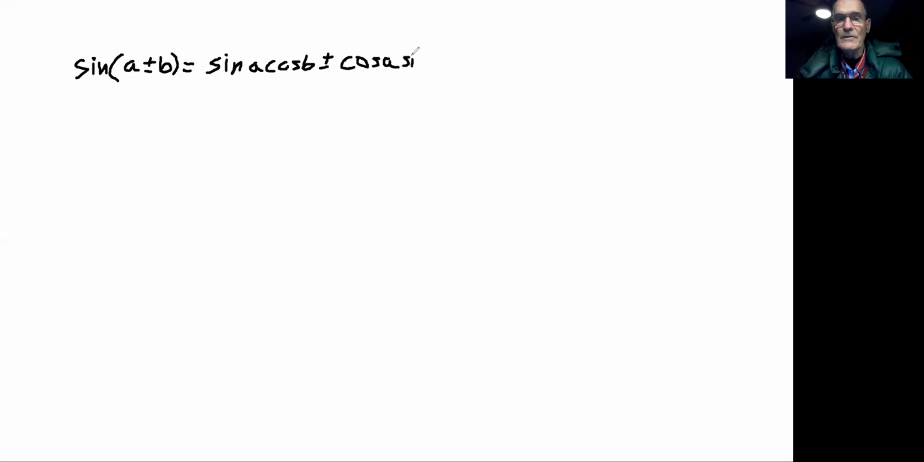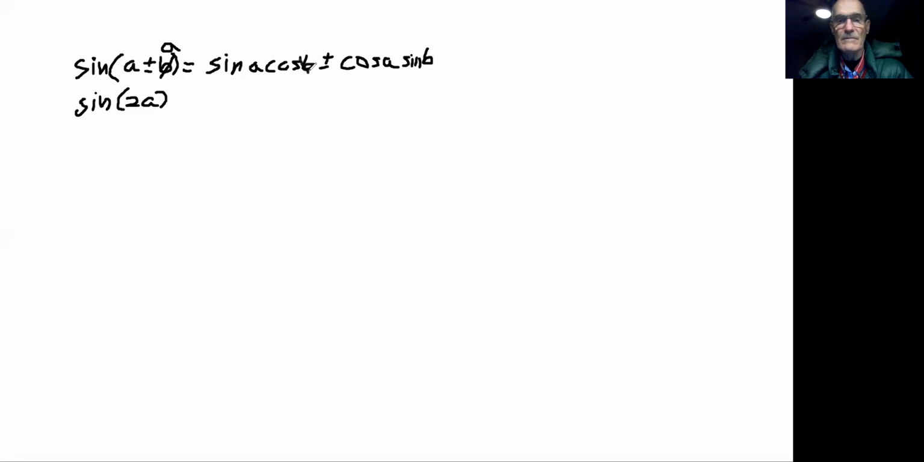Now, when I go to a double angle formula, I'll show you how the double angle formula works for this one. And it works the same way for the sine and the cosine and the tangent. But if I'm going to do a double angle formula, I'm looking for sine of 2a. If I want to get 2a out of a plus b, then I turn b into a. So I got a plus a, which is 2a.